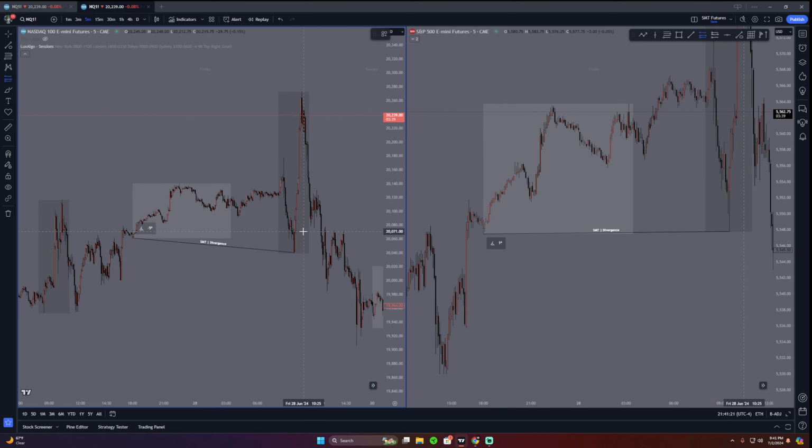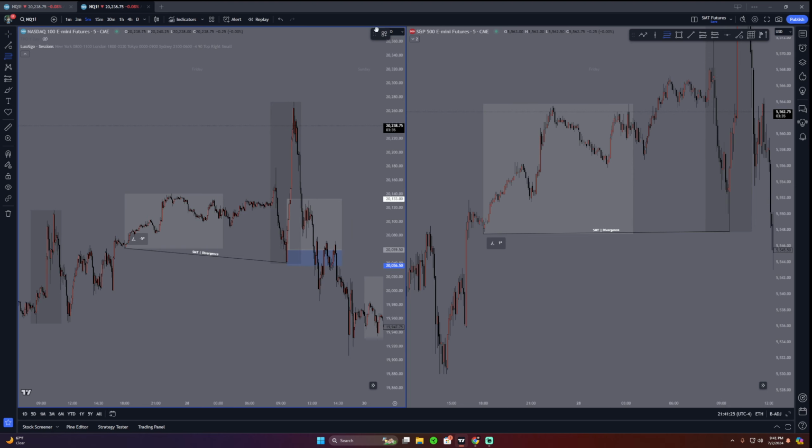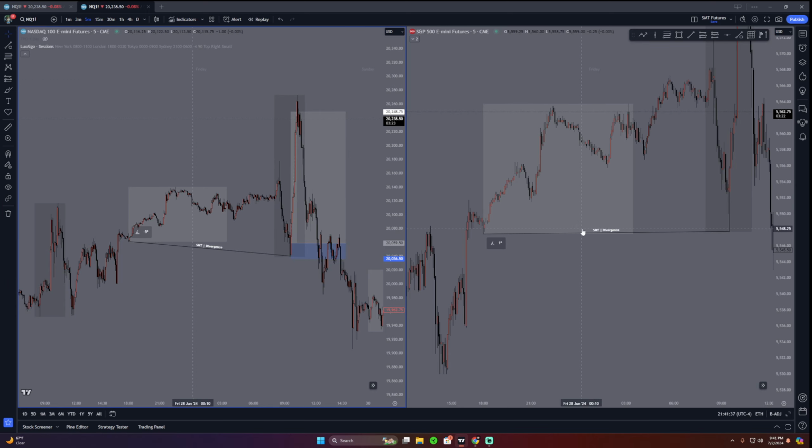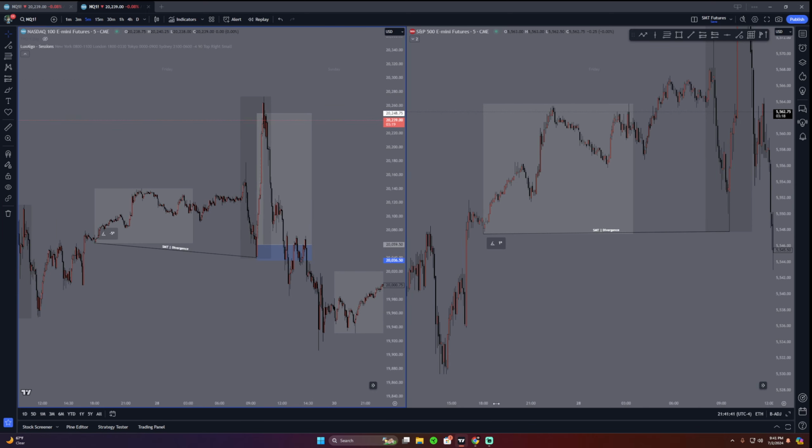So you'd probably enter off a 3-minute rejection. I'll get into standard deviation so you know exactly where to place your take profits. Anyways, you target the 3.5, and you make a lot of money. Maybe the 3. Anyways, that's a good example of SMT. As you can see, price makes a higher low, and this one makes a lower low.